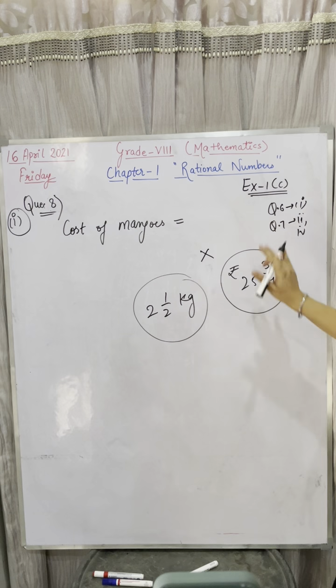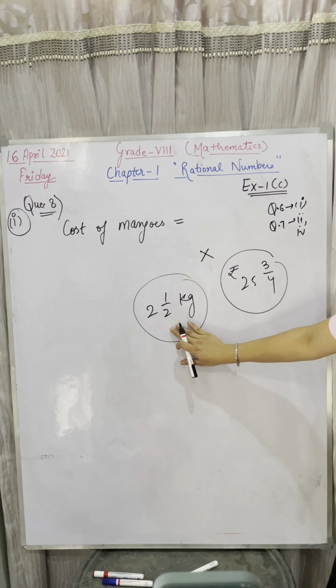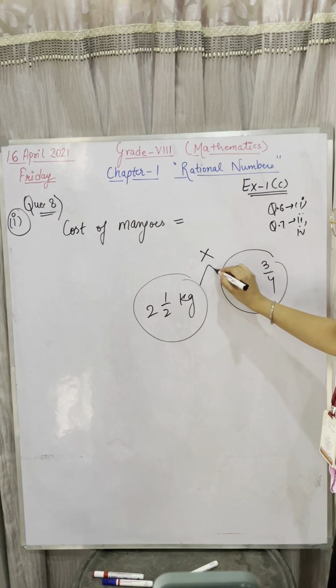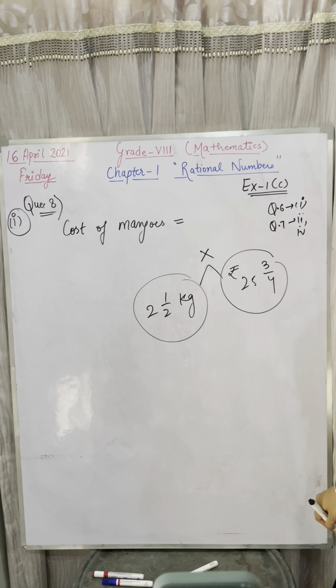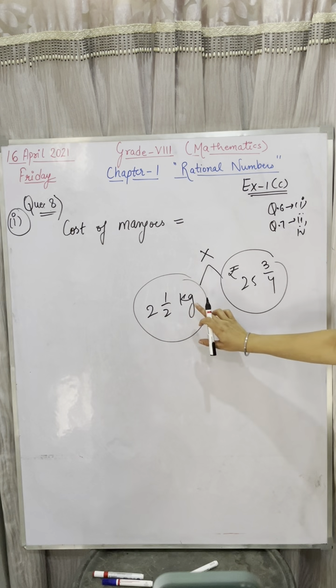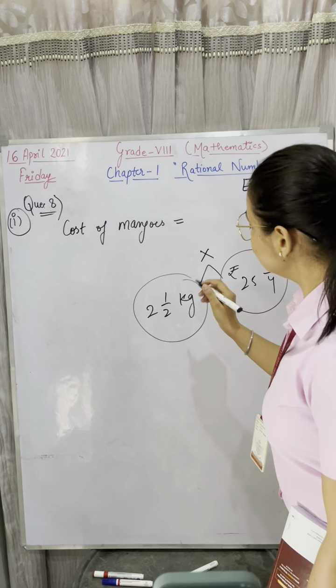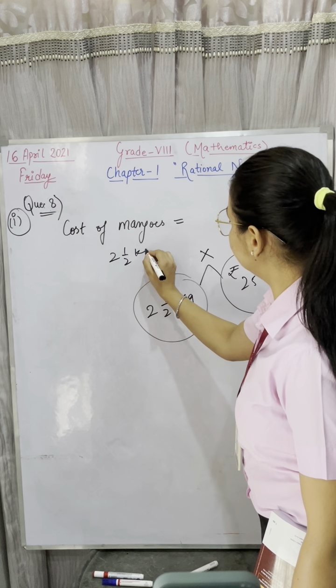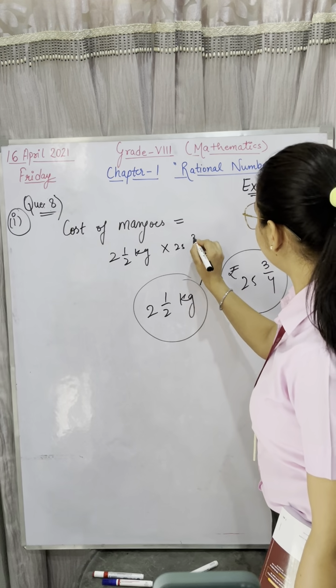Okay, we will do multiply here. This is the cost, these are the kgs, the number of kgs. So how can I take out the cost of mangoes? I'll do multiplication, right? So first of all, convert this mixed fraction into a fraction. Now I'm writing here 2 1/2 kg multiply by 25 3/4.